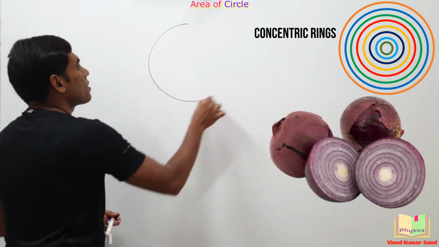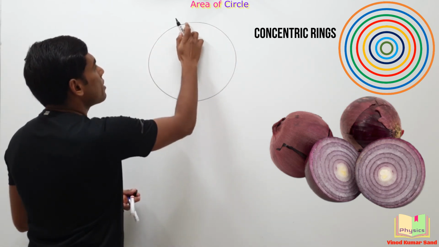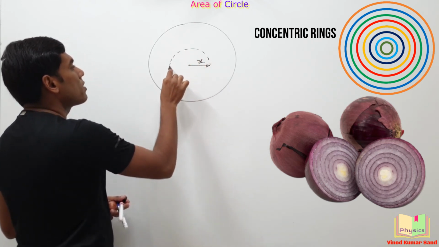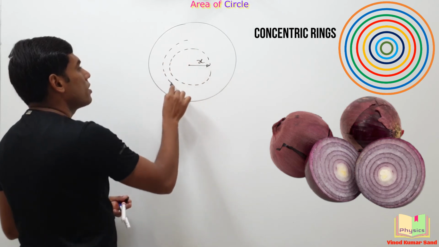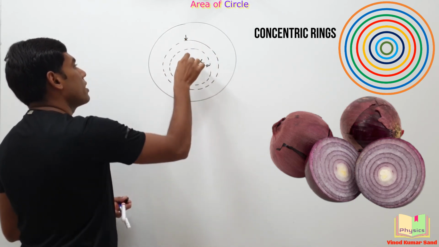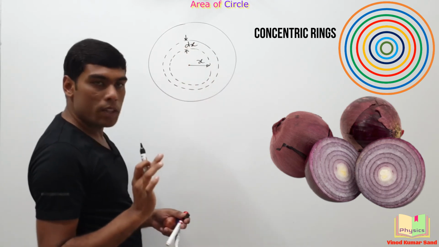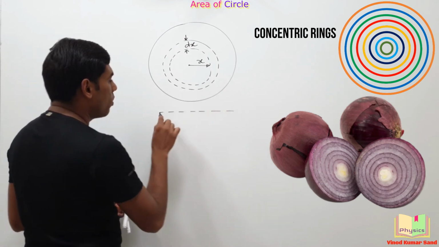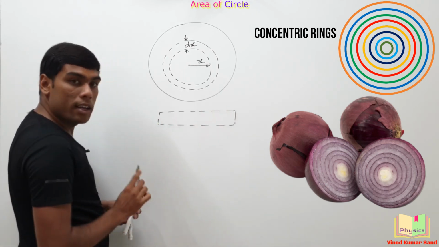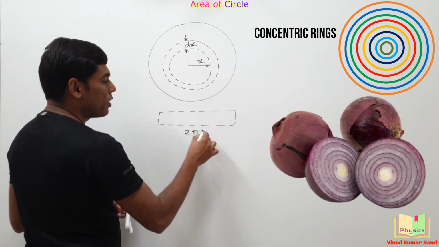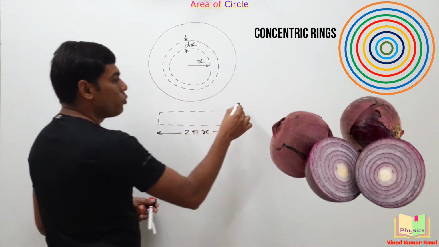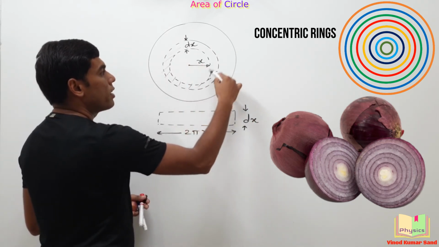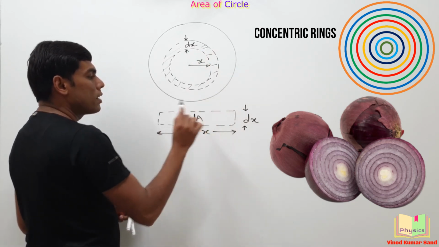Suppose this is a circle. You go at a distance x from the center as shown here and then you imagine a ring. This ring has the width, let's say dx. Now you cut this ring and stretch it out, then the ring will look like a rectangle. The length of that ring will be 2 pi x and the width of the ring will be dx. We are talking about this elemental ring. This area we call dA.